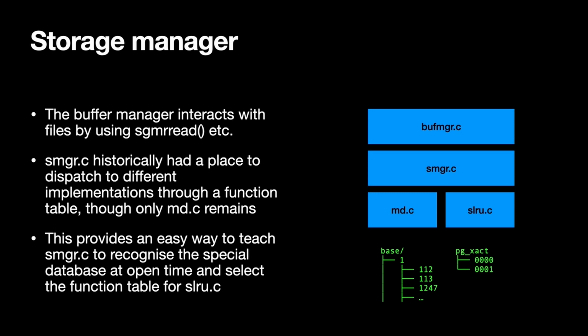So I added support in my prototype for the storage manager to figure out how to deal with these special database OID data files. So it knows how to find its way to the existing file layout of SLRUs. So for example, pg_xact has segment files 0000 and so on, as you can see on the slide.